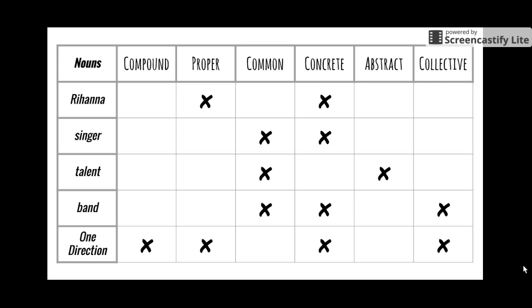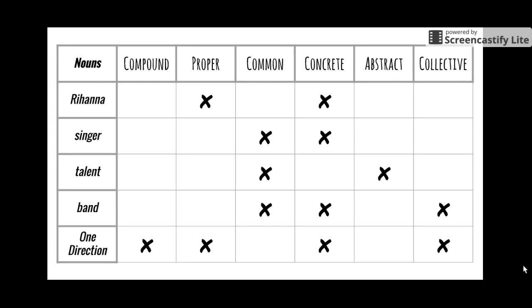And then we've got band. Band is not a compound noun. It's not a proper noun. It's a common noun. It's also a concrete noun. You can see a band. You can hear a band. And if they're really bad, you should stop listening to the band. But it's not abstract because, like we said, it's concrete. But it is collective. It's one word. It's one thing. But inside of that thing, there are multiple other things. So it's a collective noun.